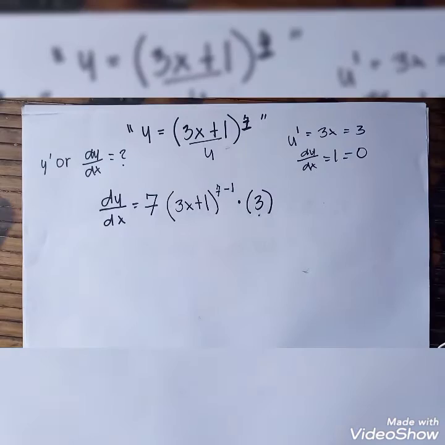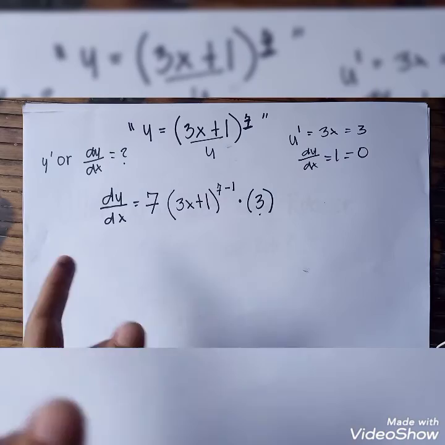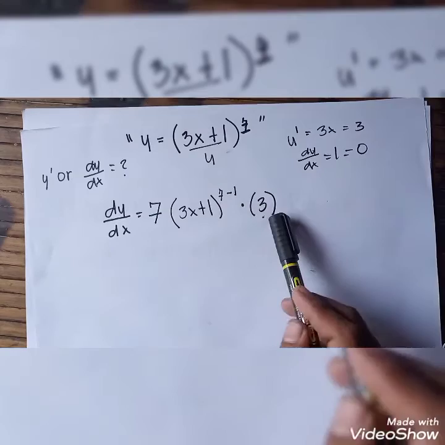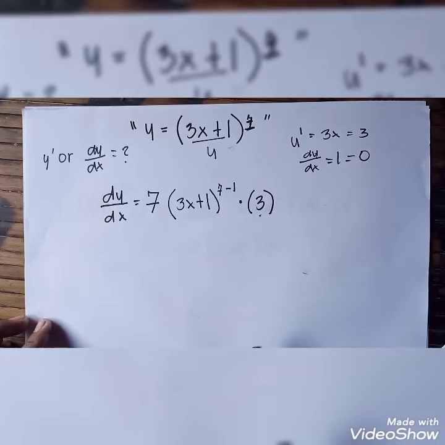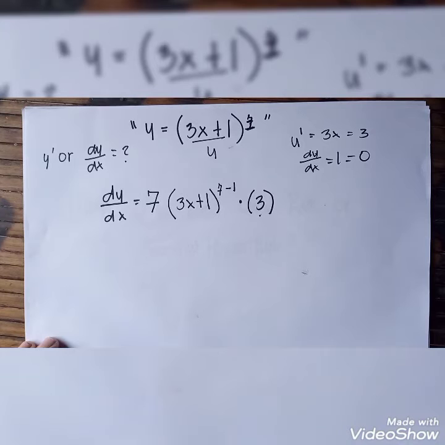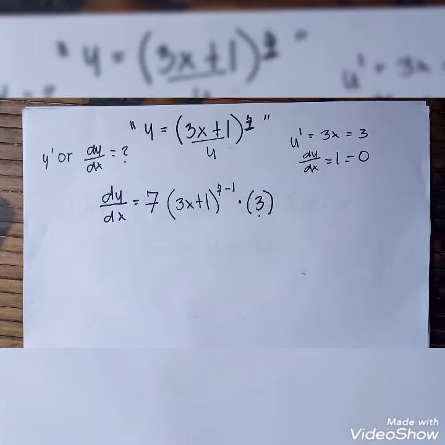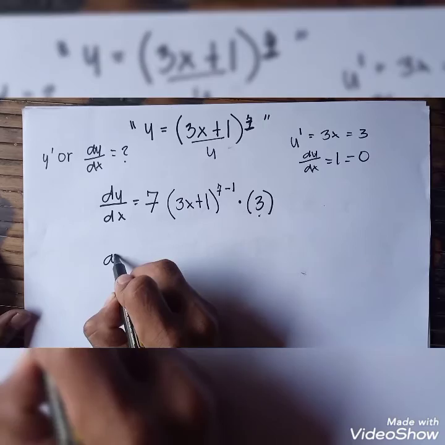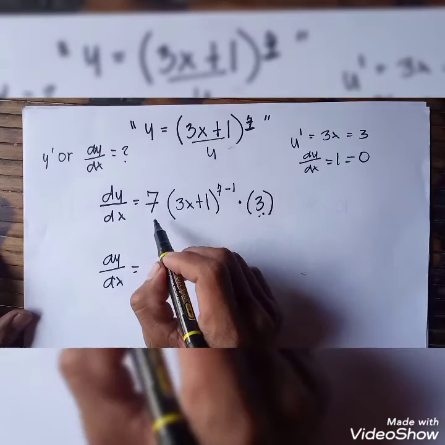Now we come up with this equation: 7 times the quantity 3x plus 1 raised to 7 minus 1, multiplied by the derivative of our inner function, which is 3. This is now our equation based on our formula. You can clean this up a little bit and simplify. So we have now dy over dx, and the 3 will be multiplied over here.